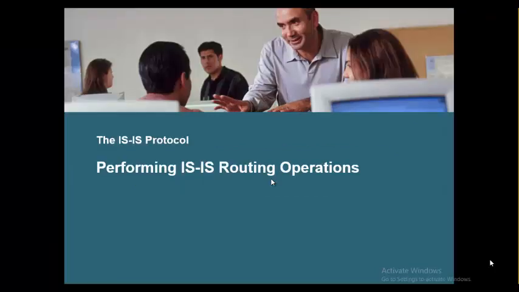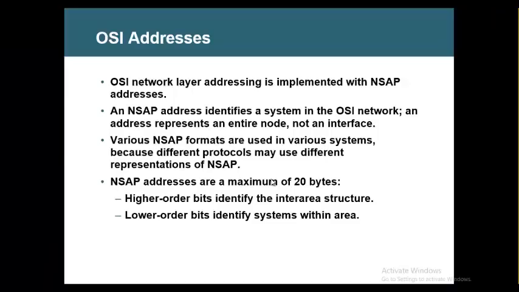Performing ISIS routing operation. The OSI layer addressing is implemented with NSAP addresses. See, that is the early story. The network layer address was not an IP address, it was NSAP, which is nothing but CLNS. The NSAP address identifies a system in the OSI.